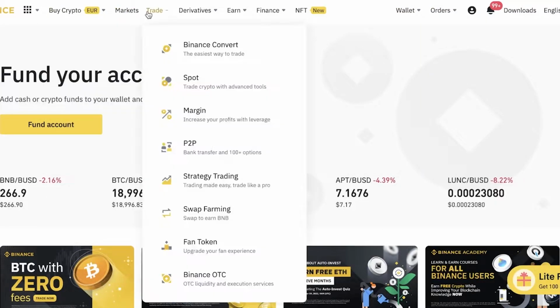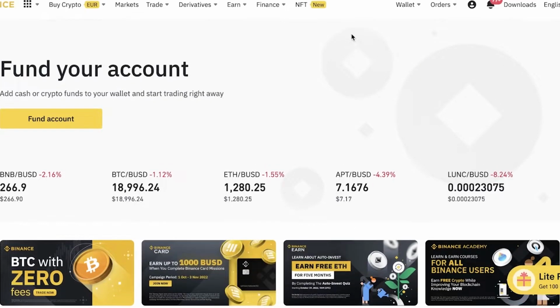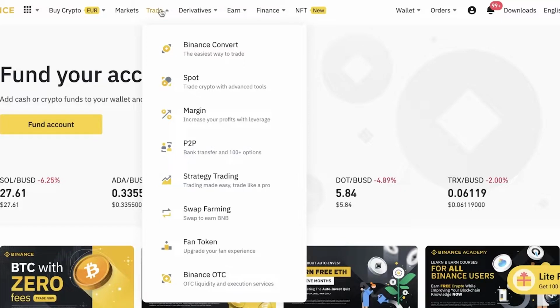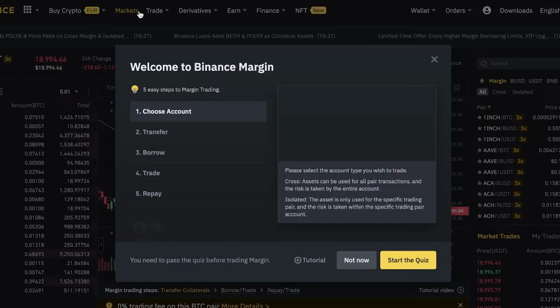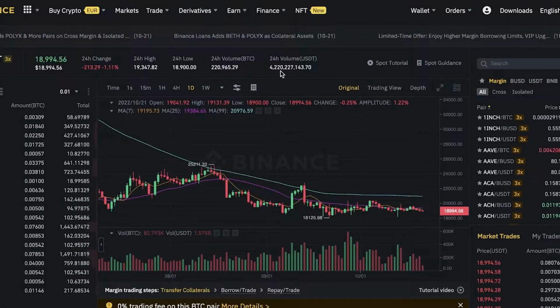So to get started with trading, simply log on to your account and click on your trade section. In your trade section, you will see the drop down for margin trading and you're just going to click on that. So a lot of people ask, what is the difference between simple spot trading versus margin trading?